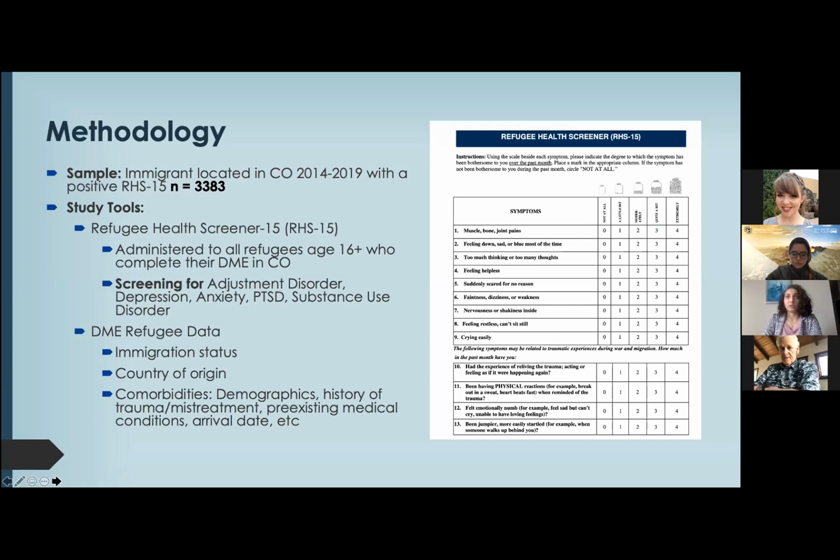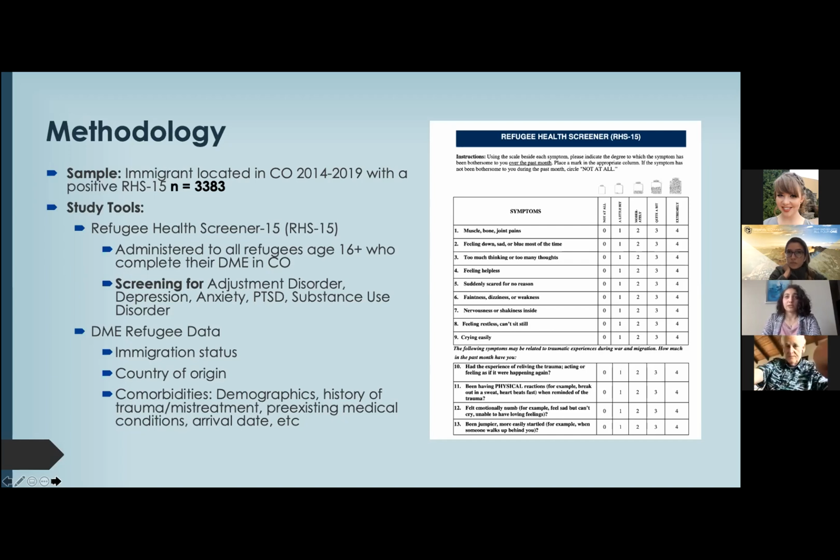For the methodology, our sample size will be almost 3,400. These are the immigrants who were screened in Colorado and had a positive RHS 15 screening. This is an example of the RHS 15. It's 15 questions and the different questions correlate to different mental health conditions, including adjustment disorder, depression, anxiety, PTSD, and substance use disorder. The RHS 15 is administered to anybody over the age of 16, and it's translated into several languages to accommodate refugees who are not fluent in English.